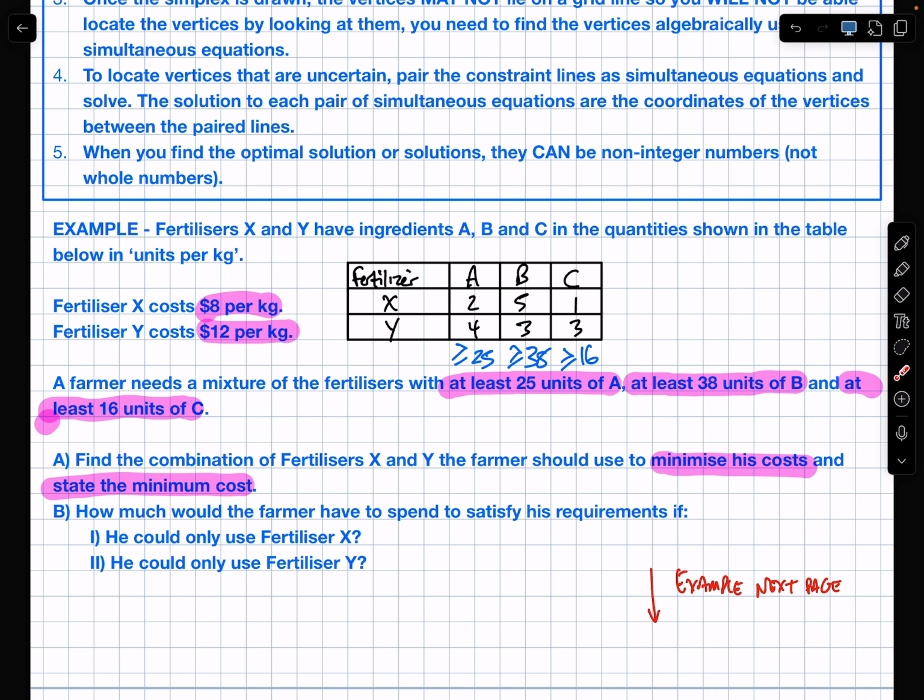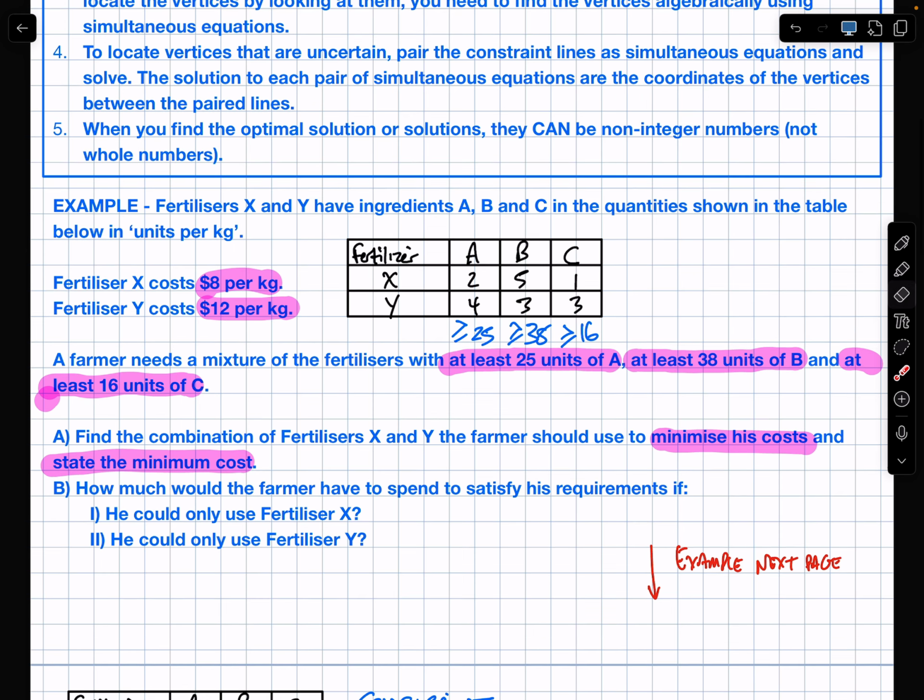Does 3 go into 38 nicely? No. So that's also going to be a dodgy one. 3 doesn't go into 16 nicely, so that's going to be dodgy. 2 and 4 don't go nicely into 25. So that's why we have this extra check, step 3 and step 4, because all of the crossover points in this graph, we don't know. We can't be sure. Okay?